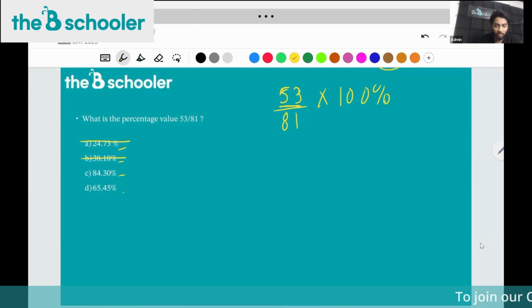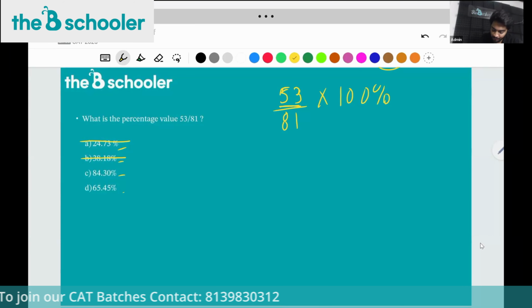Now you have two left. And if you look at them, they are quite far apart. There is a difference of almost 20% in between. So you have to figure out, is it going to be close to 65 or is it going to be close to 84? And then you can directly mark the answer. You don't have to find the exact value. Make use of the options.